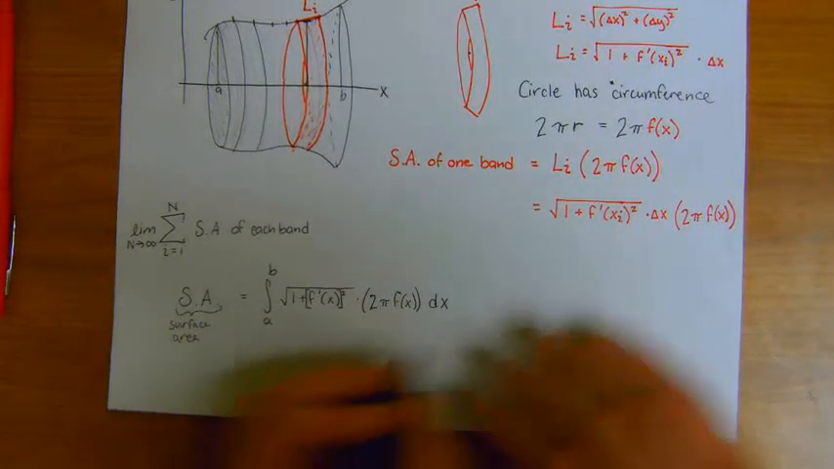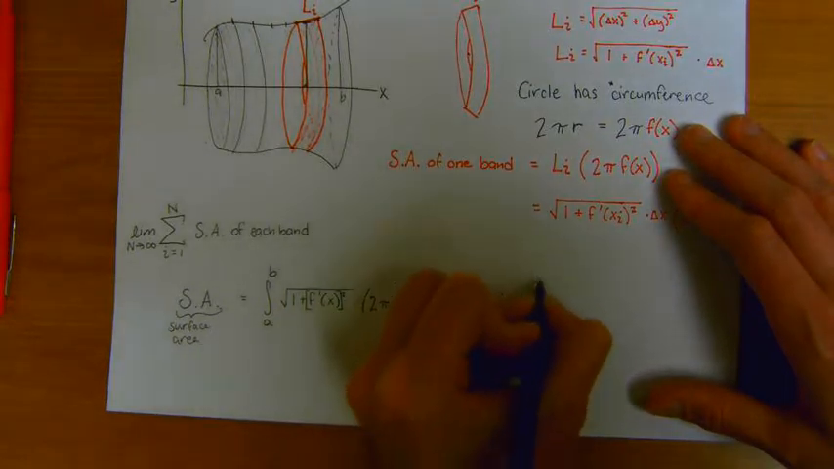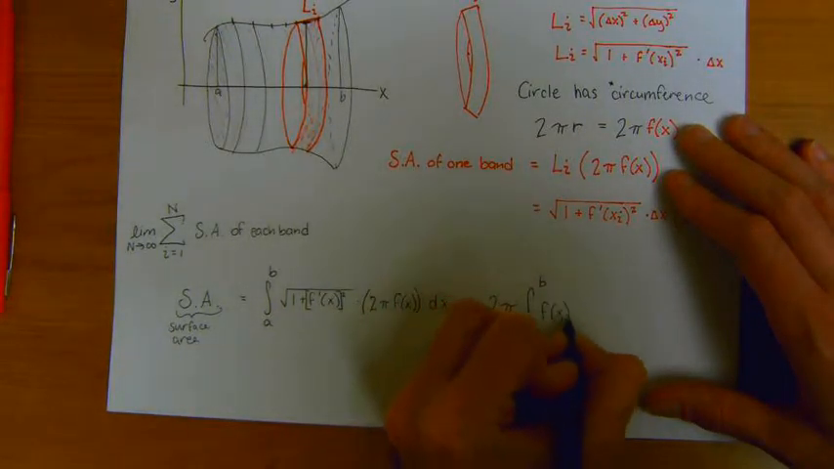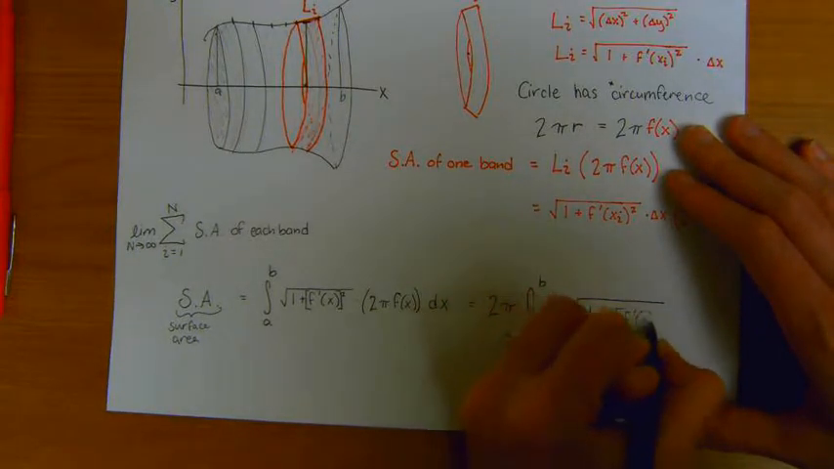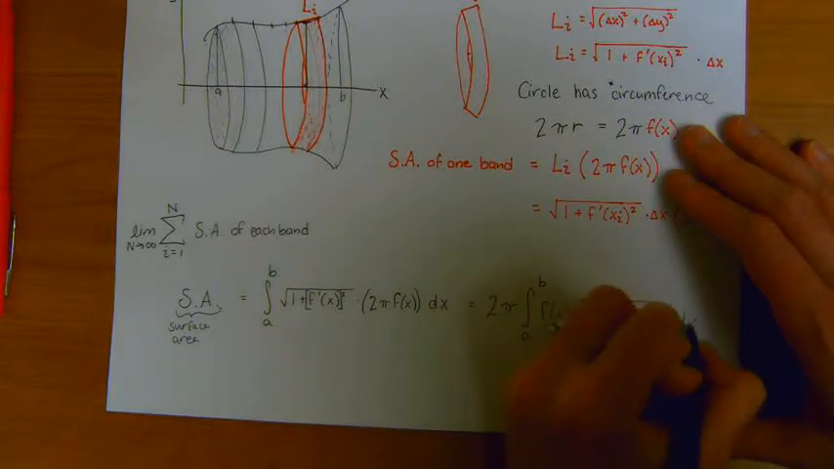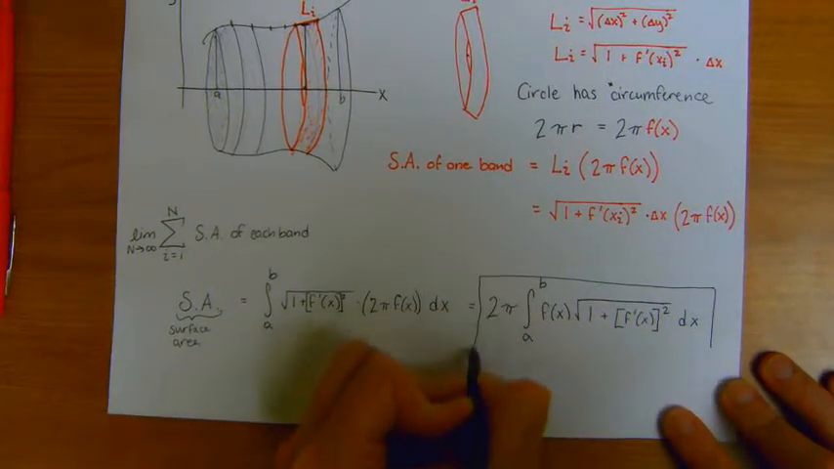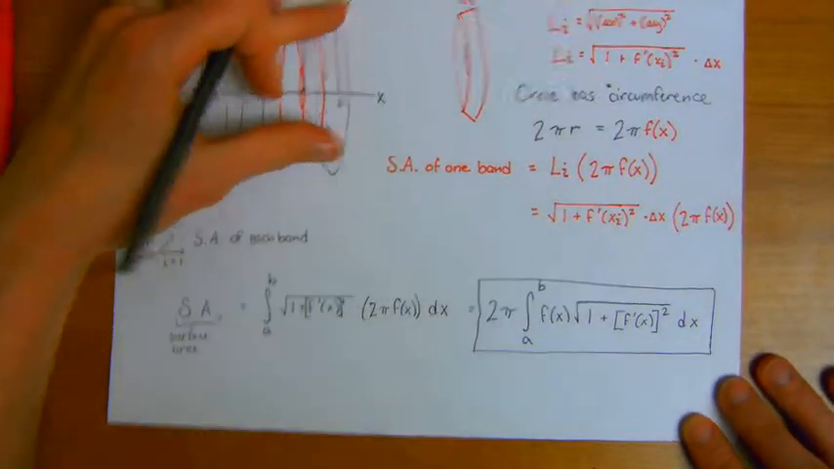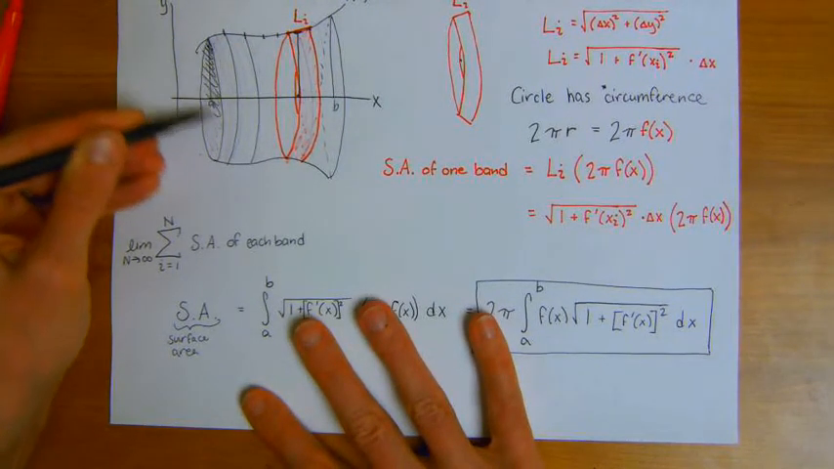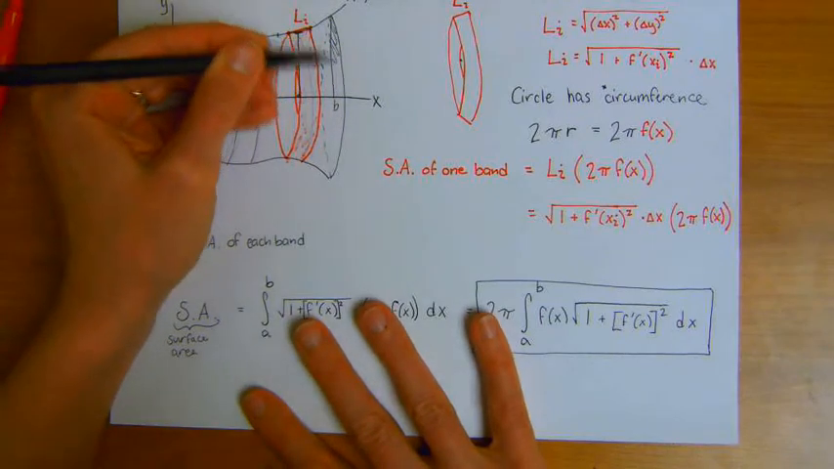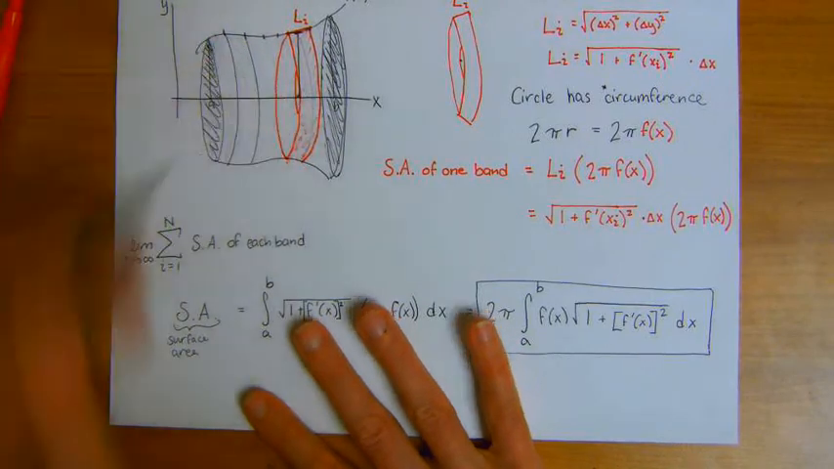Usually we pull the 2 pi out front and rewrite this as 2 pi times the integral from a to b of f of x times the square root of 1 plus f prime of x squared dx. So this is our formula for surface area. But this only gives me the surface area of this outer part around the edges. It doesn't give me the surface area of this base of the volume, or this back base back here, because it has these two circular bases, and those are not found in this surface area.